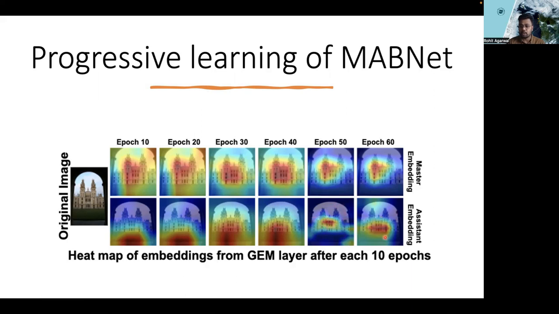The master block in turn gets the localized information from the assistant block in the form of weight transfer and thus becomes more focused in later epochs, forming better decision boundaries. This is the reason for better performance of MabNet.